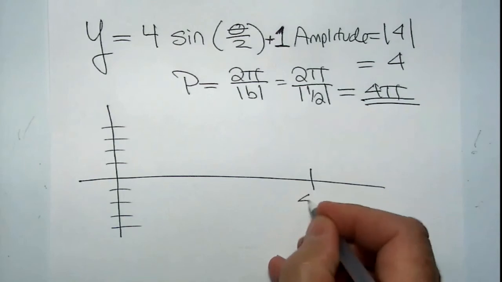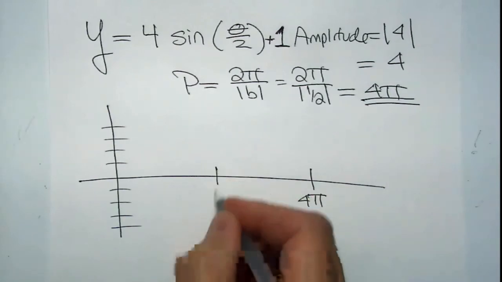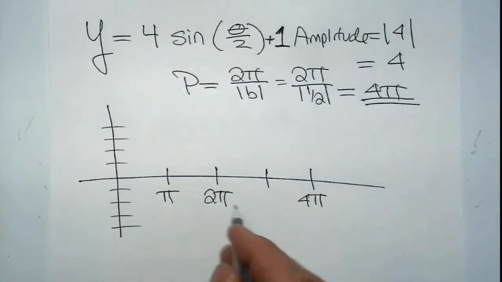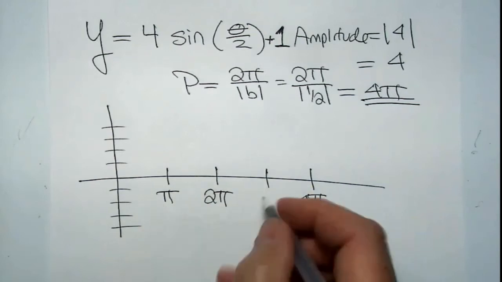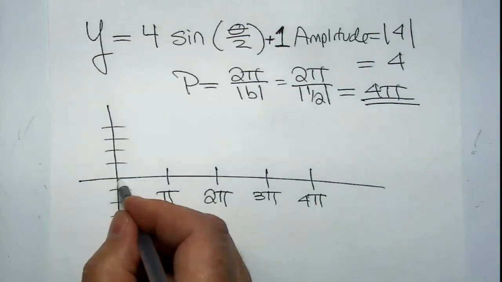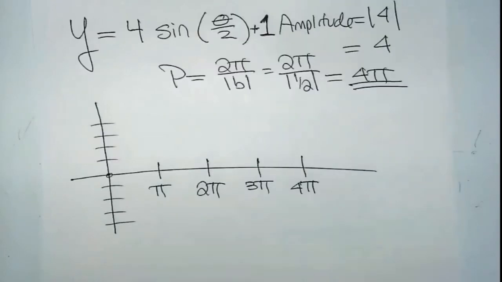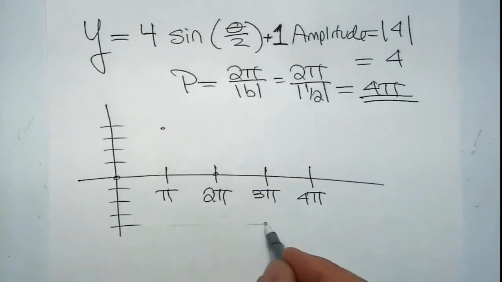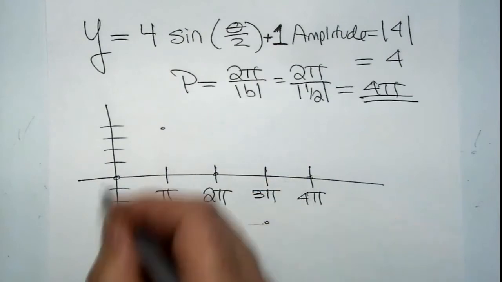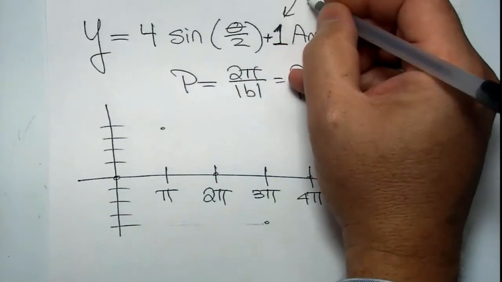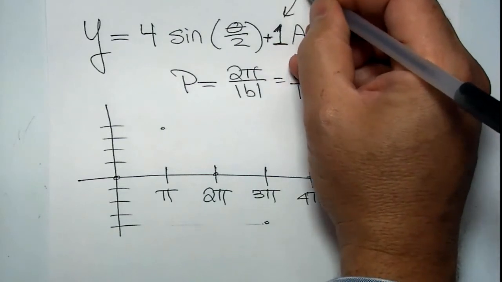That would give me a period of 4 pi, chop in half, 2 pi, chop in half again. That's pi. And remember this one, the average of these two, or triple that one. And it's a sine curve, so it should go intercept, maximum, intercept, minimum, intercept. But I'm not going to really draw that because the plus 1 is a vertical transformation.